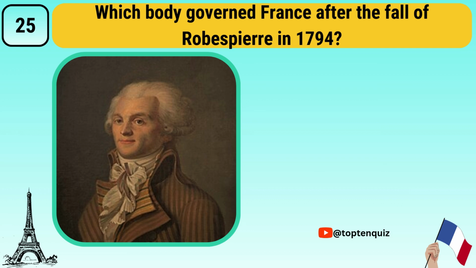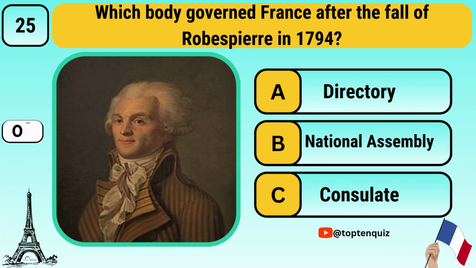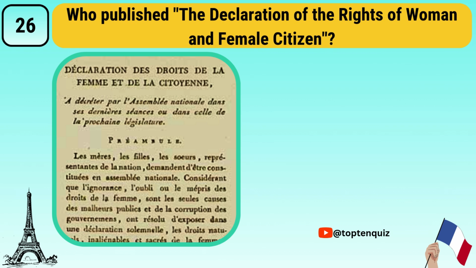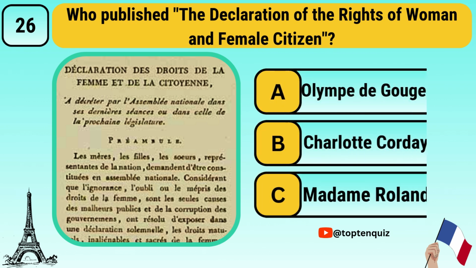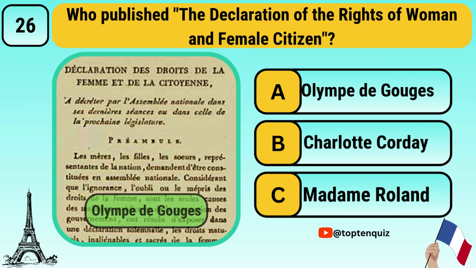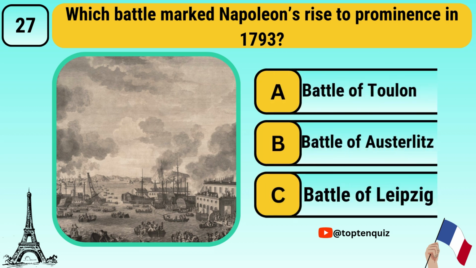Which body governed France after the fall of Robespierre in 1794? Directory, National Assembly, Consulate. Directory. Who published the Declaration of the Rights of Woman and Female Citizen? Olympe de Gouges, Charlotte Corday, Madame Roland. Olympe de Gouges. Which battle marked Napoleon's rise to prominence in 1793? Battle of Toulon, Battle of Austerlitz, Battle of Leipzig.